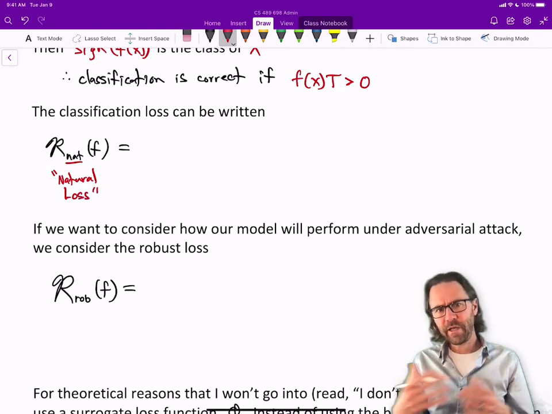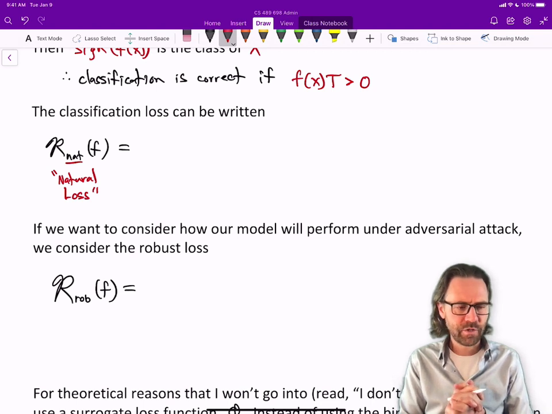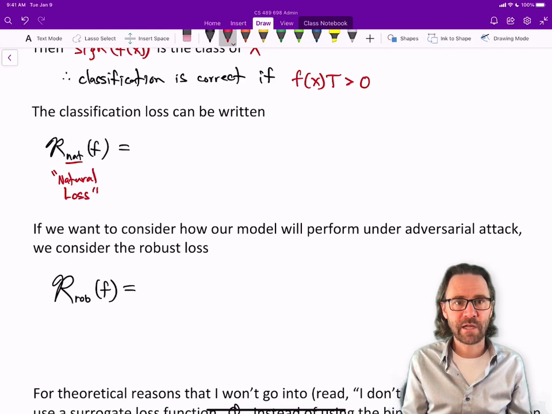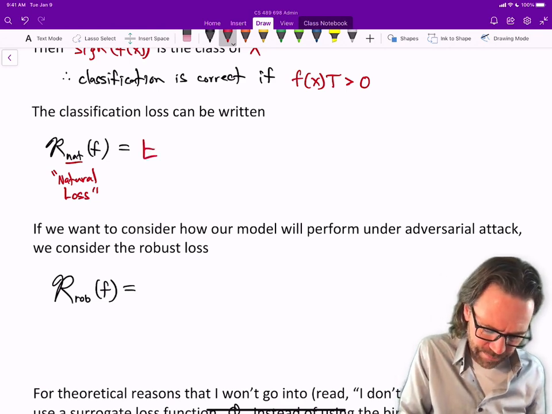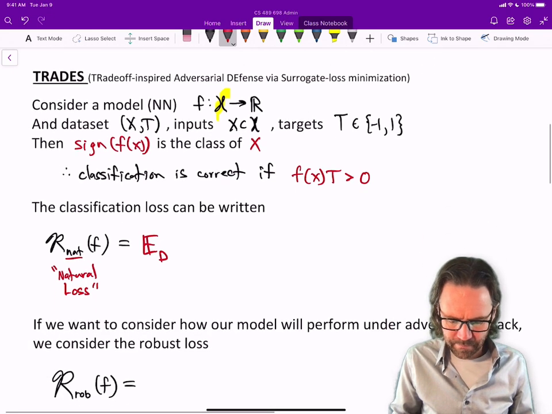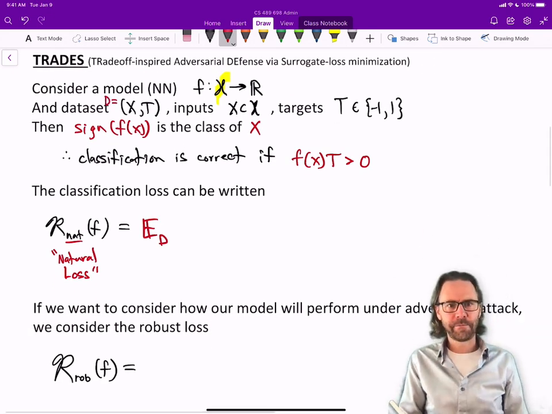Because it's not part of... there's no adversarial stuff going on here. This is basically saying just how many of our samples do we misclassify. It's the expected value over our data set D. Did I call it D up there? I didn't, but let me just say D is that data set.